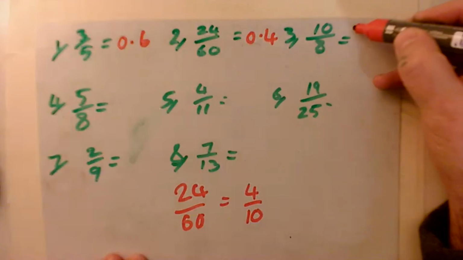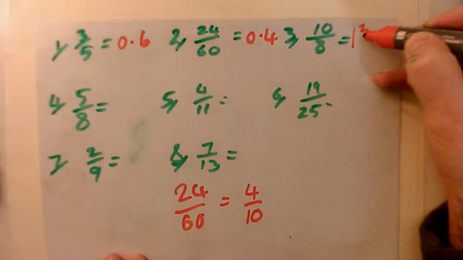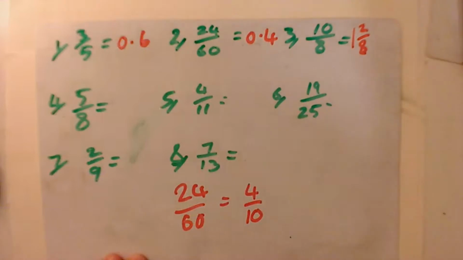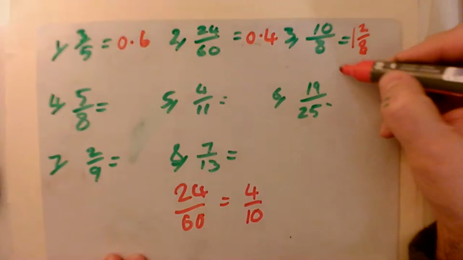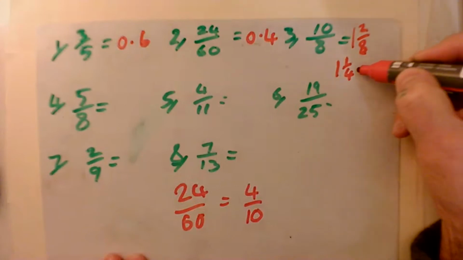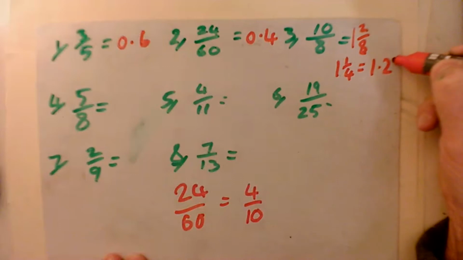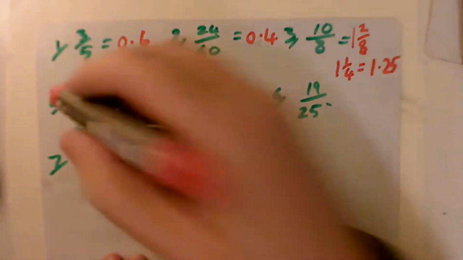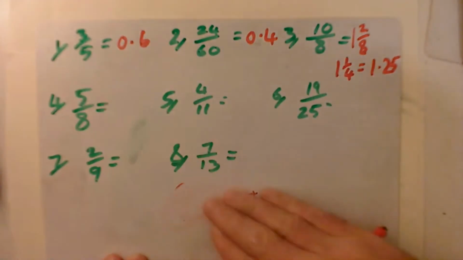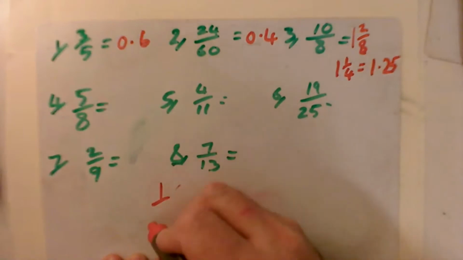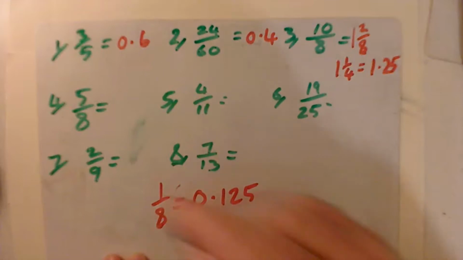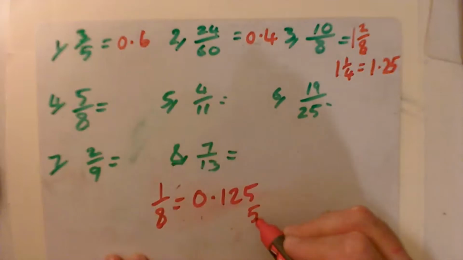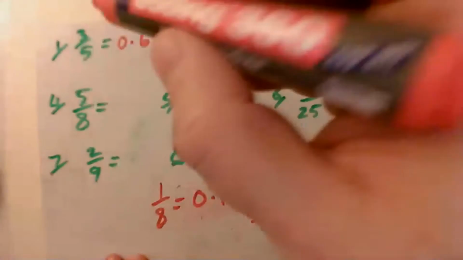This one obviously is going to be a mixed number, so we can put 8 and 2/8. From there, I would probably do 1 and 2/8, and that's the same as 1 1/4, 1.25. Then 5/8. Well, we know 1/8 is equal to 0.125. So for 5/8, I'm going to times that by 5, and it should give me 0.625.